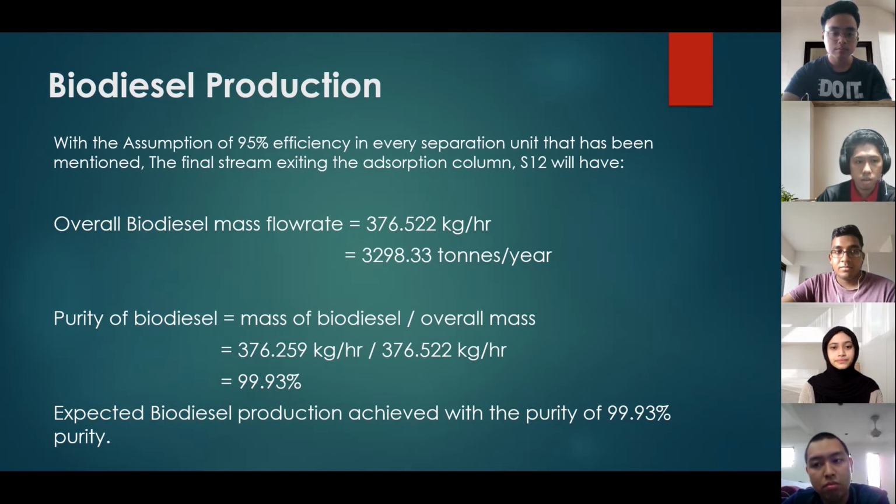And so the objective of our study is to produce 3,000 tons per year with the highest possible purity of biodiesel. With that, we have achieved our objective. And that's all from us. Thank you.